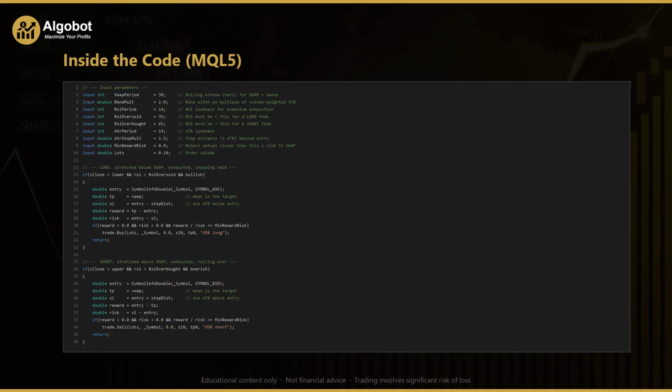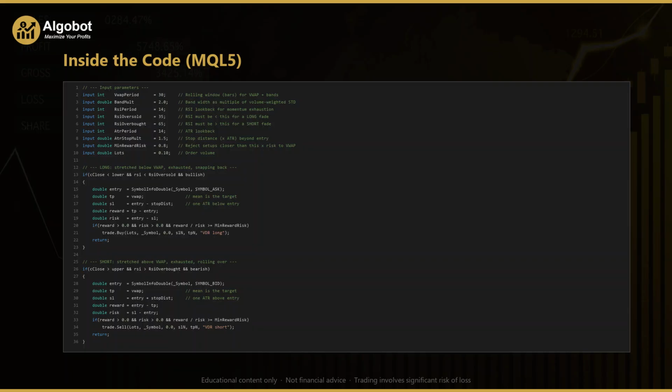Let's look at how this is written in MQL5, the language the expert advisor actually runs in MetaTrader 5. At the top, you can see the input parameters. VwapPeriod sets the rolling window of bars used for the VWAP and its bands, defaulting to 30. BandMult controls how wide the deviation bands sit, as a multiple of the volume-weighted standard deviation, defaulting to 2. RSI period, RSI oversold, and RSI overbought define the momentum filter. ATR period and AtrStopMult control the volatility-based stop distance. And min-reward risk is the minimum reward to risk filter we just discussed.